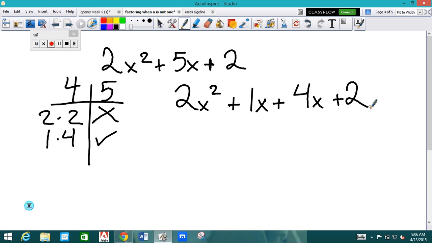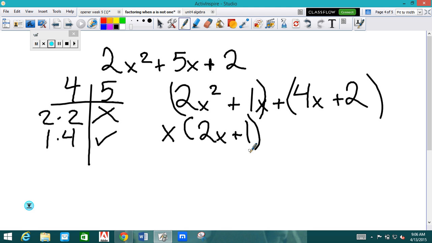Okay. So next thing, I'm going to group them, first 2 and the last 2, because I'm going to look for the common factors of the first 2 and the last 2. So in the first 2, the only thing they have in common is an x. So I'm going to have x times 2x plus 1. And in the second one, they don't have an x in common, but they have a 2 in common. So I'm going to have 2 times x plus 1.